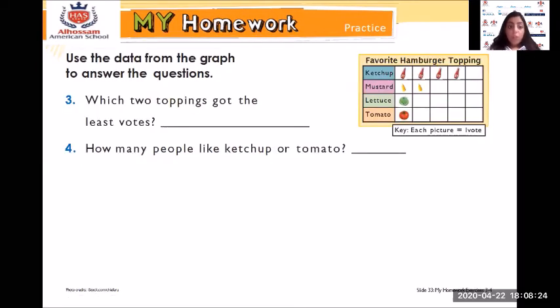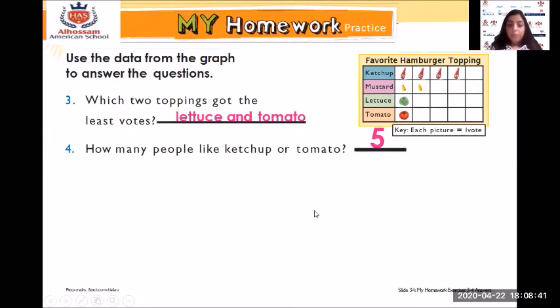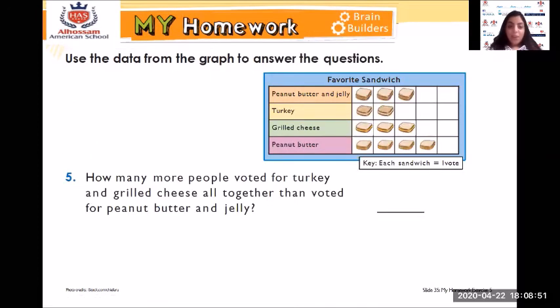All right, which two toppings got the least votes? It's so clear, the lettuce and the tomato, right? And how many people like ketchup or tomato? One, two, three, four, five. We're going to count both of them, so the answer would be five.